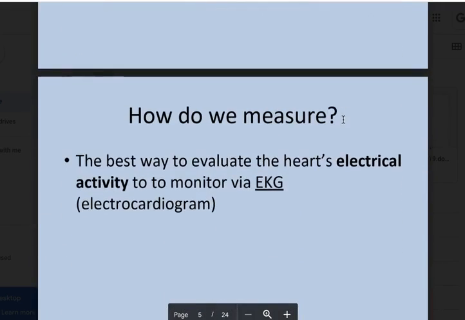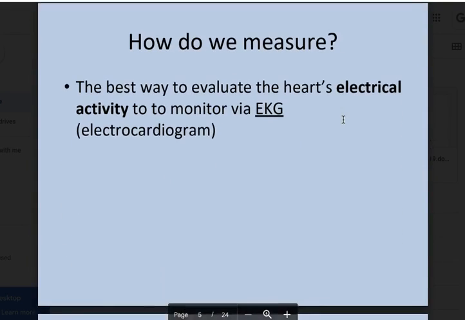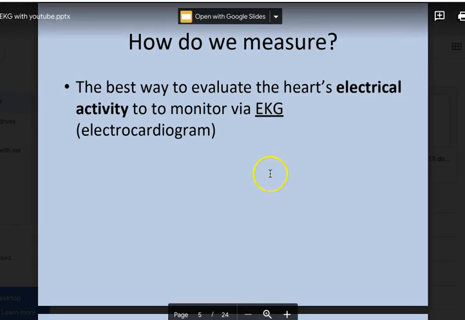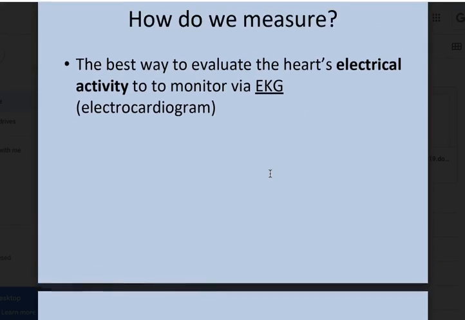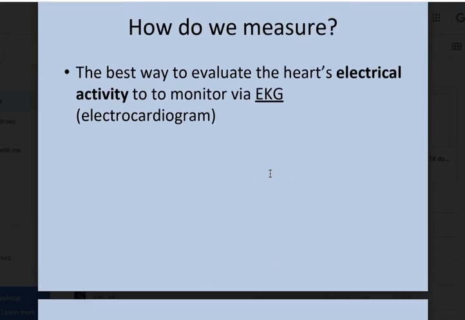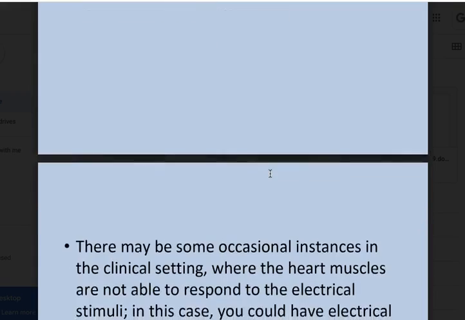So how do we measure the heart's electrical functions or the electrical activity? The only way to do that is through an EKG machine. I think it's awesome that someone somewhere was smart enough to figure out how to create a machine that picks up the electrical impulses of the heart. And that's what this entire class is about. We're going to be studying the electrical impulses of the heart and how those electrical impulses are viewed on an EKG machine.